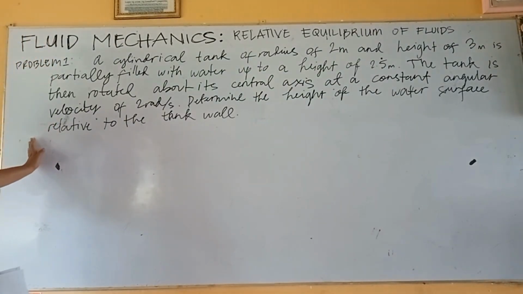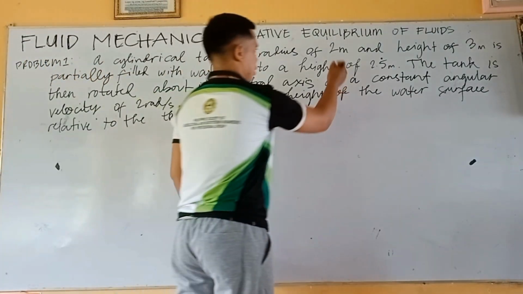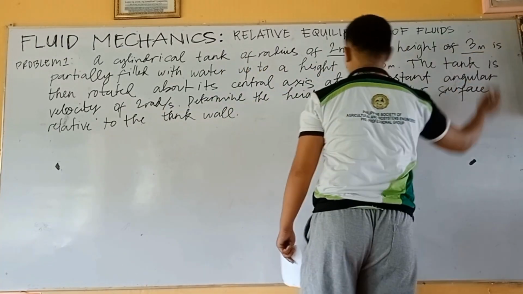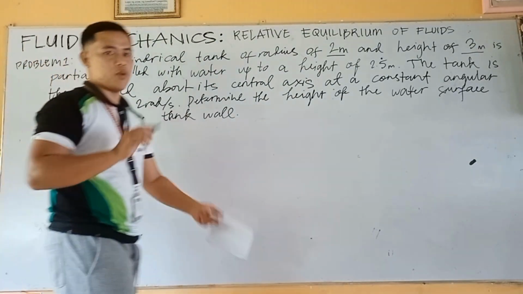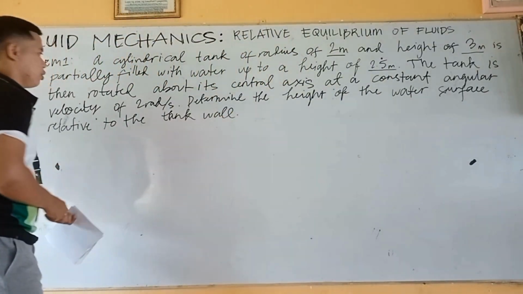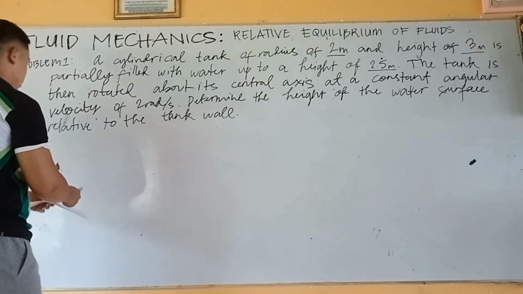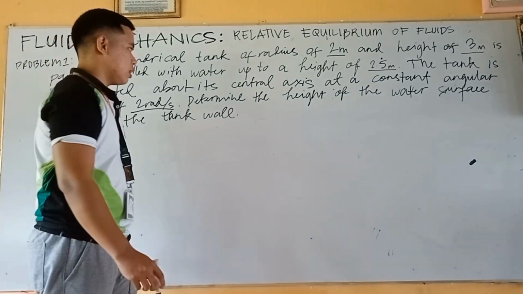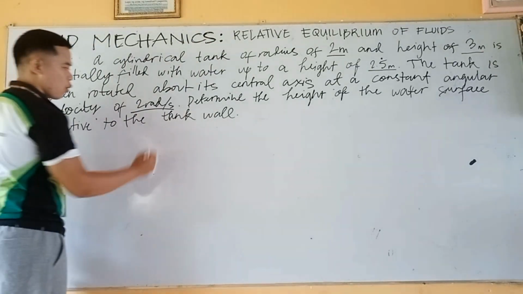Problem number 1. A cylindrical tank of radius 2 meters and height of 3 meters is partially filled with water up to a height of 2.5 meters. The tank is then rotated about its central axis at a constant angular velocity of 2 rad per second. Determine the height of the water surface relative to the tank wall.